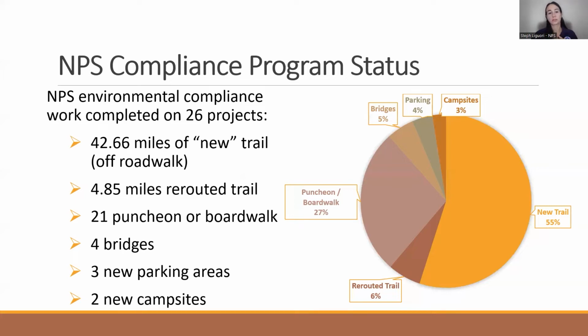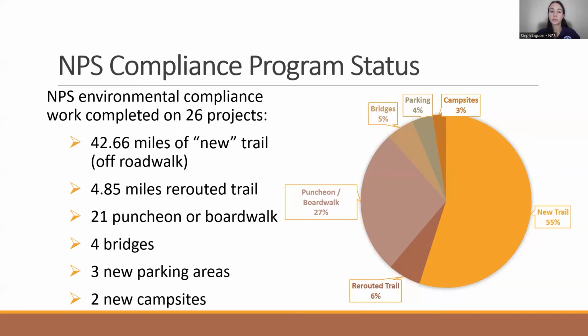The majority of these projects have included moving the NCT off roadwalk, about 42.66 miles of new trail. And I put new in quotes here because some of that was moving the trail onto already existing trails and trail systems. So it's not always a case of necessarily building new trail, but it is all new in the sense that it was previously roadwalk. And 18 of those trail miles were part of one single compliance effort for the new Arrowhead reroute in Itasca County, Minnesota.